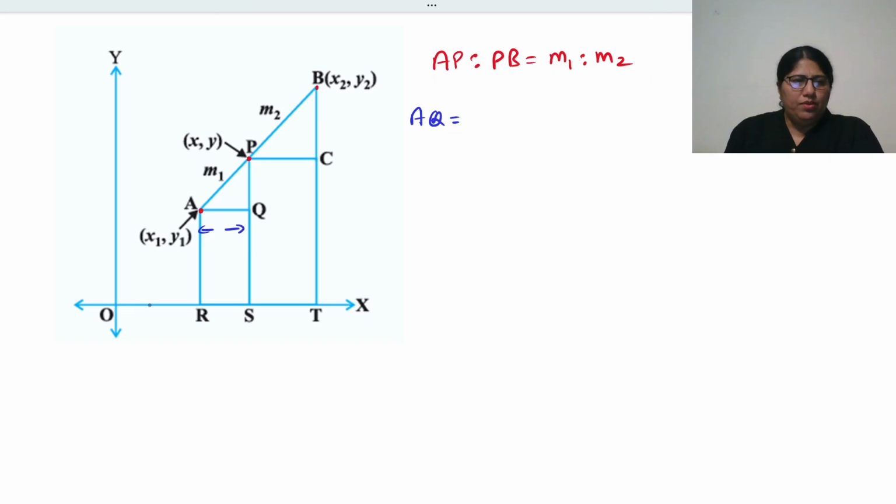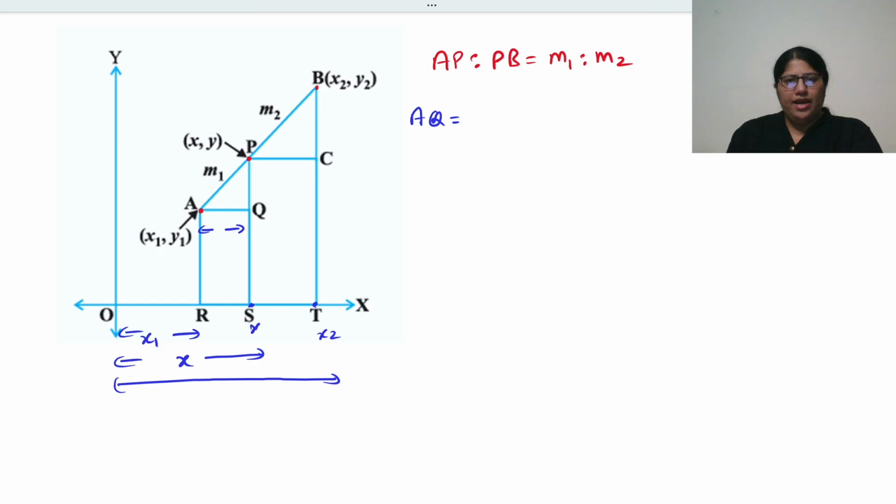AQ length is going to be, because this length on the x-axis is x1, and till point OS it is x, and till point B it is x2. This coordinate will be x2, this coordinate will be x, and this coordinate is going to be x1. So AQ length is nothing but OS minus OR. What is the length of OS? It is X minus X1. So we can write down here X minus X1. You should have all these lengths.